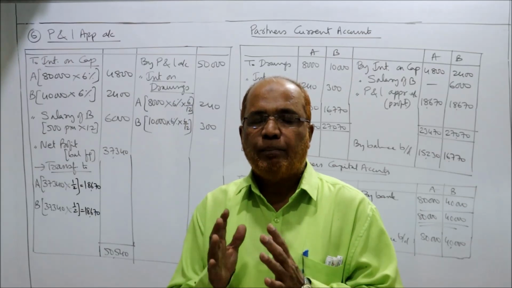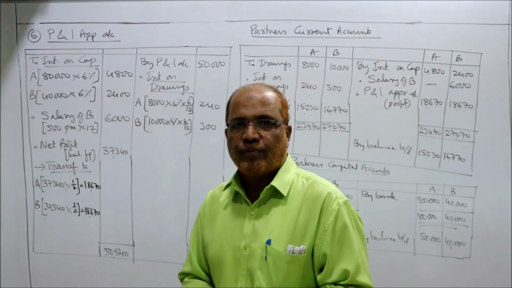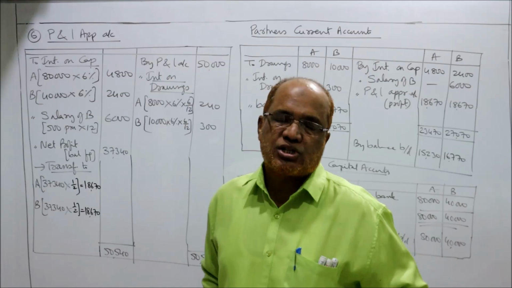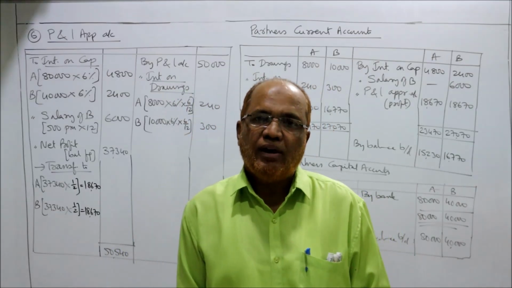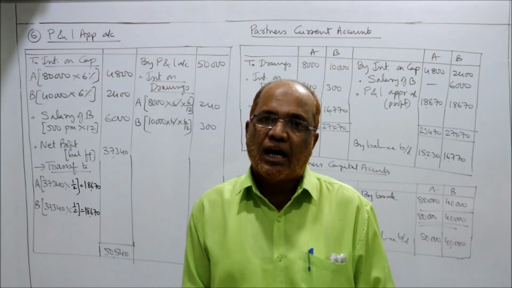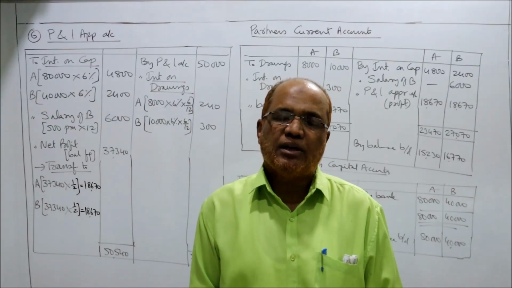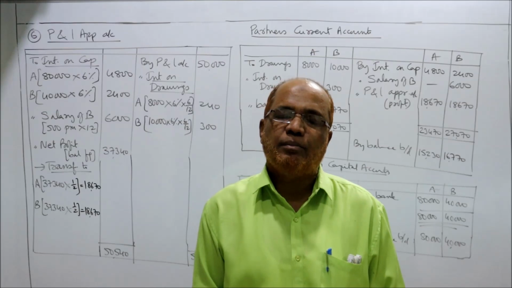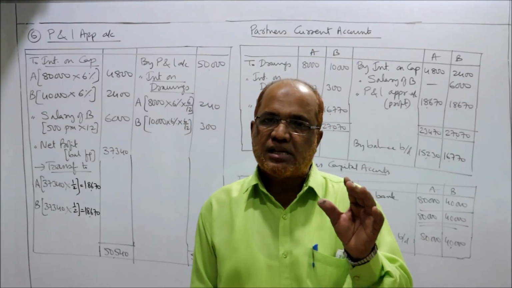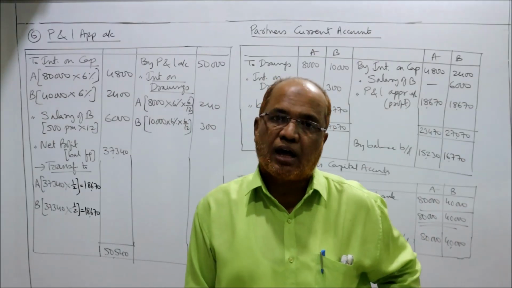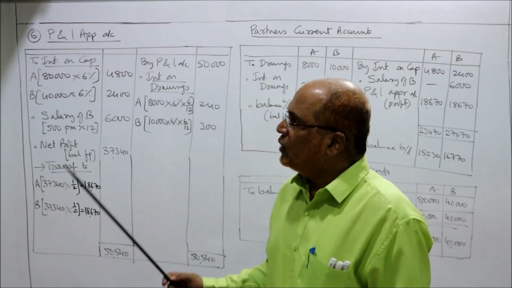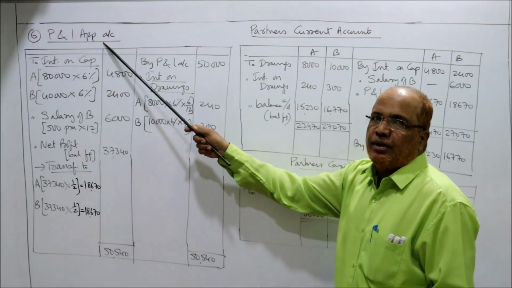So, we are required to prepare the profit and loss appropriation account to find out the distributable profit. Then we have to make the partners' current account and fixed capital account, because it is given in the problem that the partners are following the fixed capital method. Then the capitals are fixed, so we have to make the current account. So you can see this is the profit and loss appropriation account.